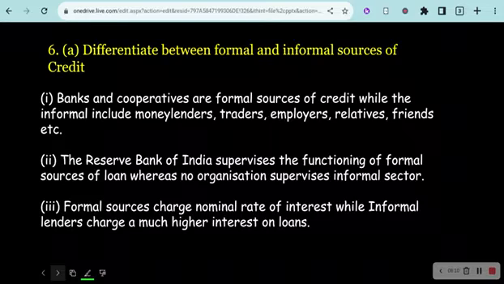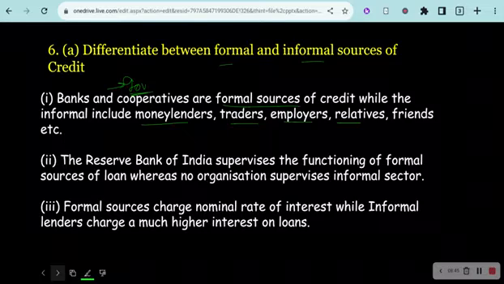Question 1 of 6 says differentiate between formal and informal sources of credit. Formally and informally, what are the sources of credit? First one, banks and cooperatives are formal sources. Okay, formal, because these are set up by government. Correct, these are set up by government. You go in a bank and there only you make your account, isn't it? Now, when we talk about money lenders, traders, employers, relatives, friends, these are informal sources of credit.